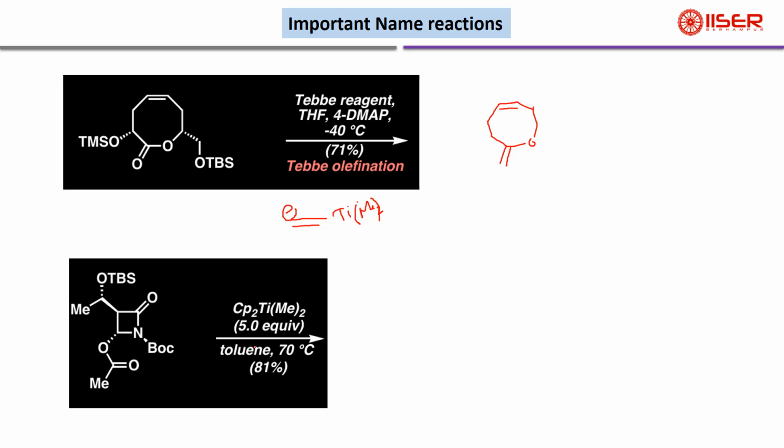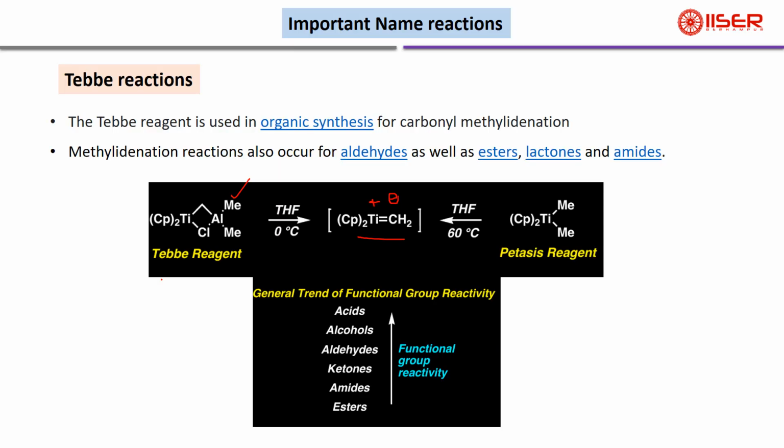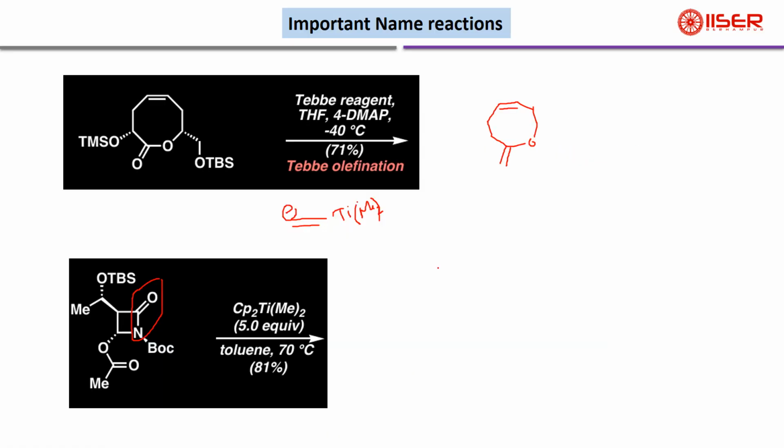Now what will happen in this case? Here also there are two carbonyl compounds. This one is ester and this one is amide. So which will react? From the list you can see amides have higher reactivity than ester. So this amide will react first.